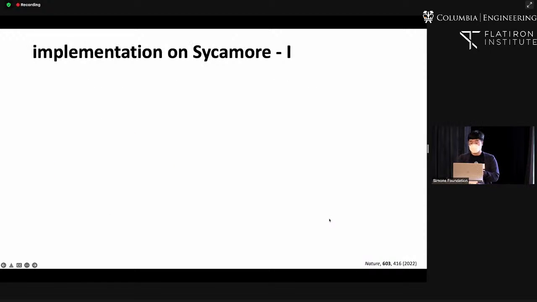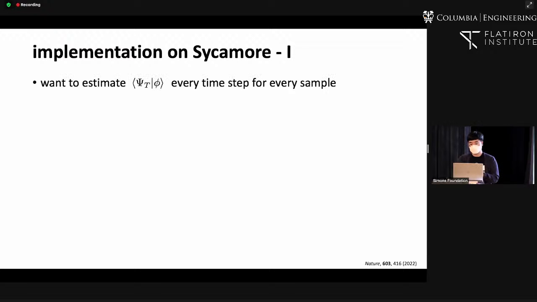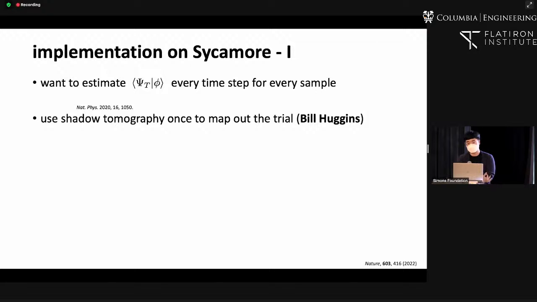We implement this idea on the Google Sycamore processor. We want to estimate psi trial overlapping with phi every time step for every single statistical sample. This is actually a quite scary demand for near-term quantum computers. We simply can't call the subroutines too many times. What we ended up doing, which was Bill Huggins's idea, my close collaborator, is to use this technique known as shadow tomography once initially, before running the actual quantum Monte Carlo simulation, to map out the trial wave function.